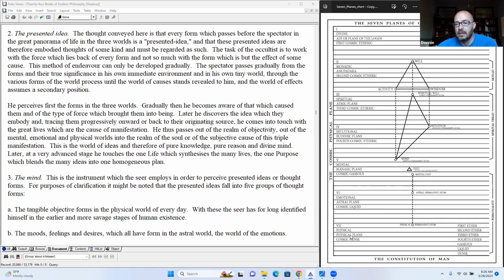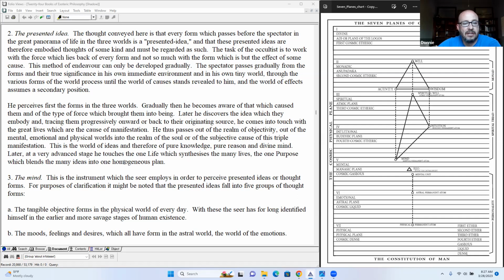Triple manifestation, if we come over here, we've got the mental, astral, and physical planes. We've got fire, water, and bread. And then up here, we've got the planes of the soul, the spiritual triad, and more pure reason, significance. There's knowing here. There's the intuition. This is where we're trying to get to. This is real life more abundantly, if we say it like that, I suppose. In this world of ideas, and therefore pure knowledge, pure reason, and divine mind.